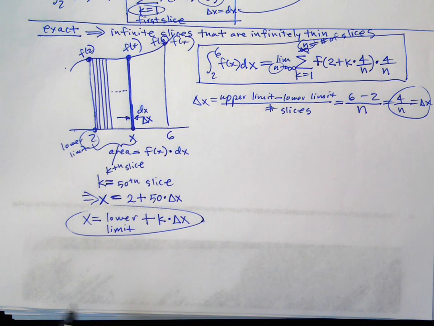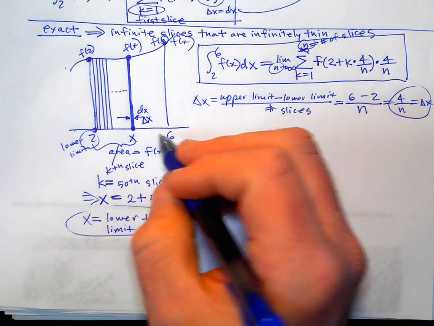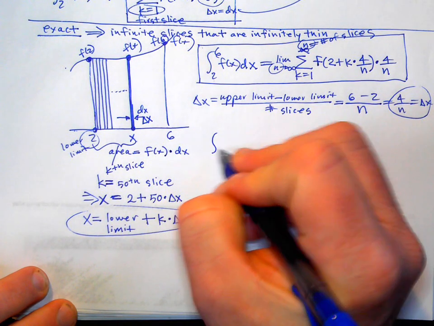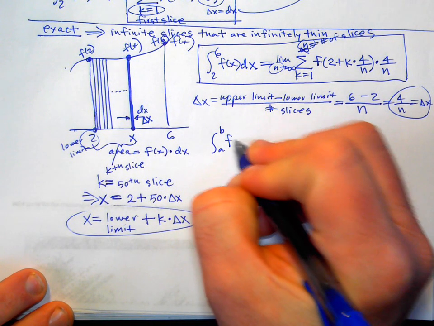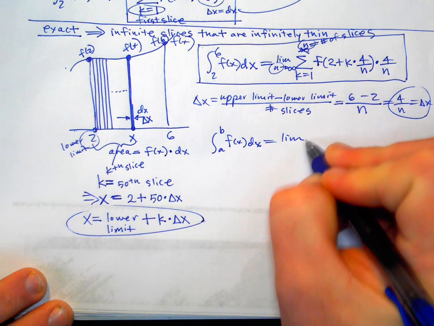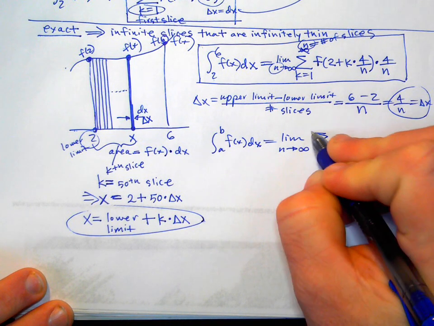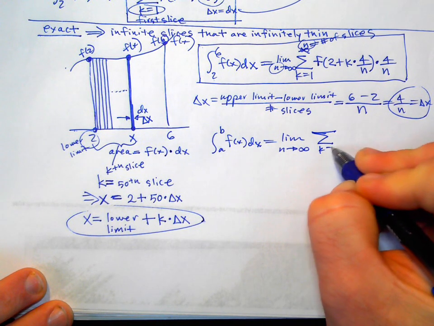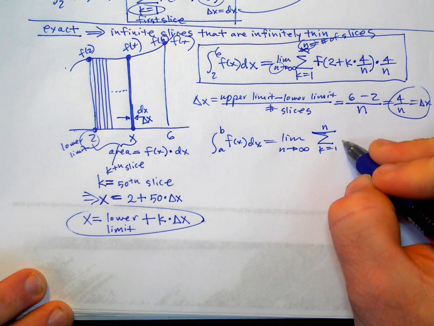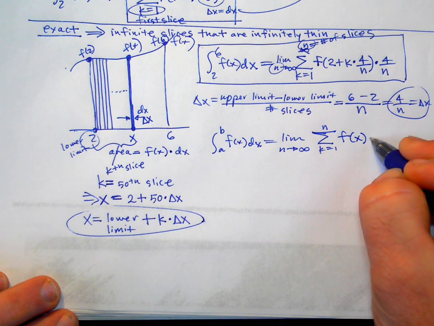Okay. So in general, that was a little more to the specific problem. In general, if you want to integrate from a to b of some function f(x) dx, it's going to equal the limit as n goes to infinity of the sum from k equals 1 to n of the height at x times delta x.